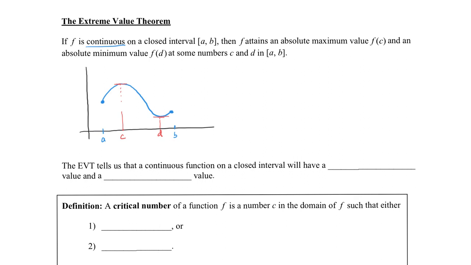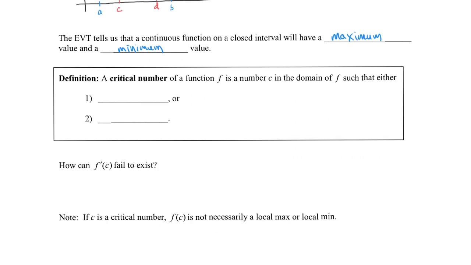But basically, the extreme value theorem tells us that a continuous function on a closed interval will have a maximum value and a minimum value. So when we're trying to optimize these functions, we know that what we're looking for exists. The extreme value theorem doesn't tell us how to find these things, it just tells us that they exist. So now let's talk about how to find these maximums and minimums.